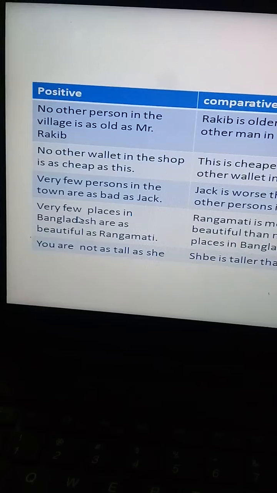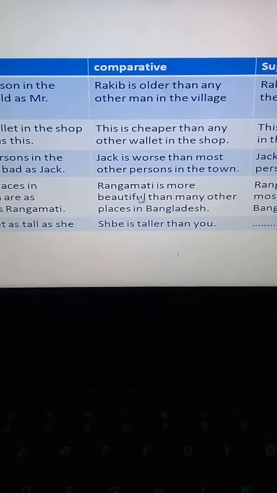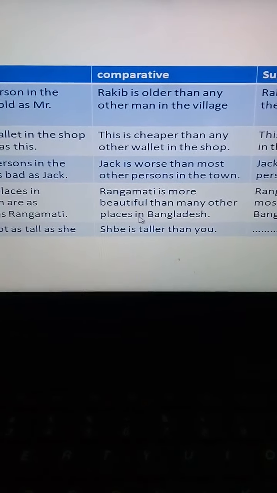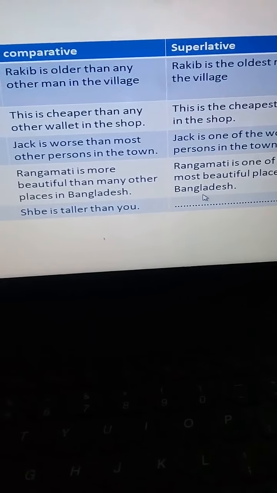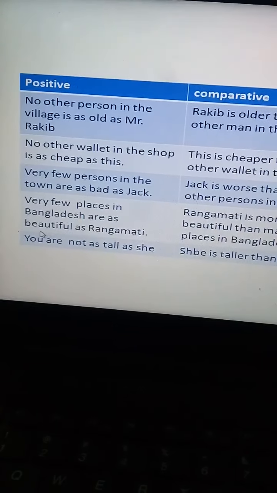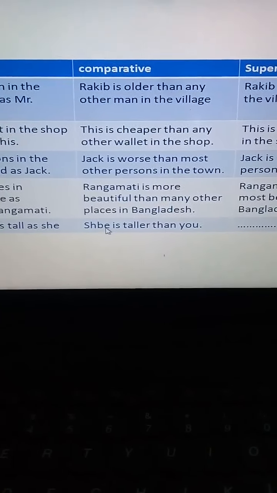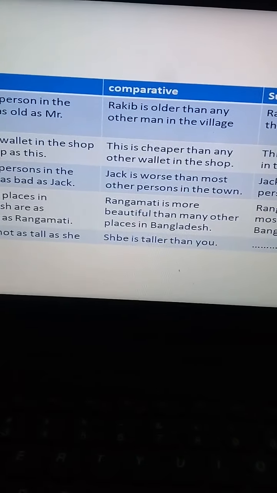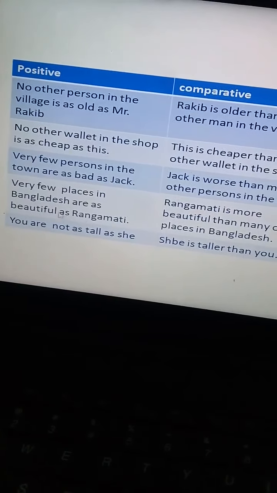Then again, very few places in Bangladesh are as beautiful as Rangamati. Rangamati is more beautiful than many other places in Bangladesh. Rangamati is one of the most beautiful places in Bangladesh. Okay, the last one is you are not as tall as she. This is positive degree in a negative sentence, and in the comparative sentence she is taller than you. This is comparative degree, and these sentences cannot be changed into superlative degree because two items are compared to each other.